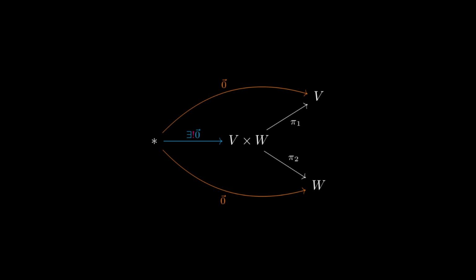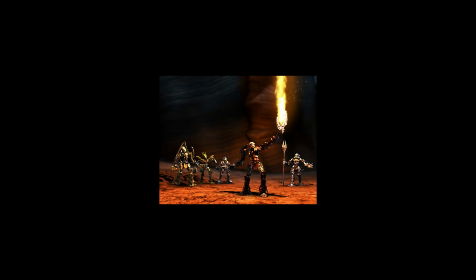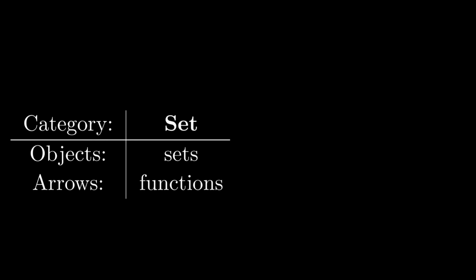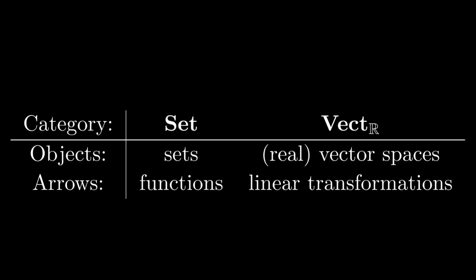This suggests that we can maybe construct the vector space V times W using a similar diagram as the Cartesian product of sets. Of course, I brought us here because we can do this. However, we can't do it in exactly the same way. While the category of sets gives us access to arbitrary functions between sets, the category of vector spaces limits us to using linear transformations. This means that the arrows in our diagrams must be linear transformations between vector spaces.